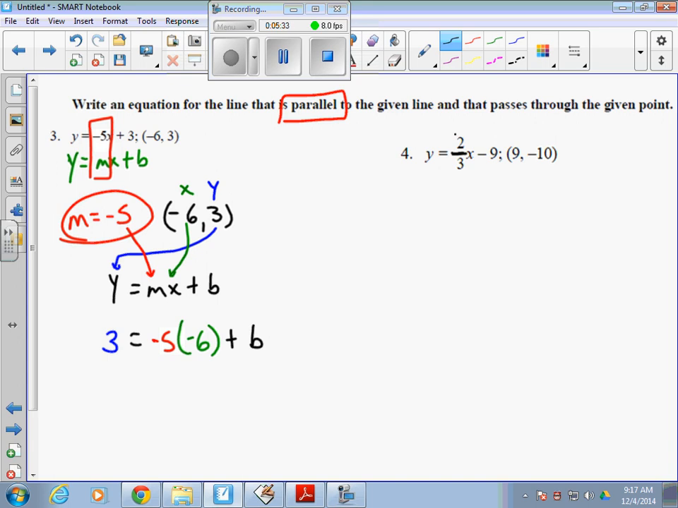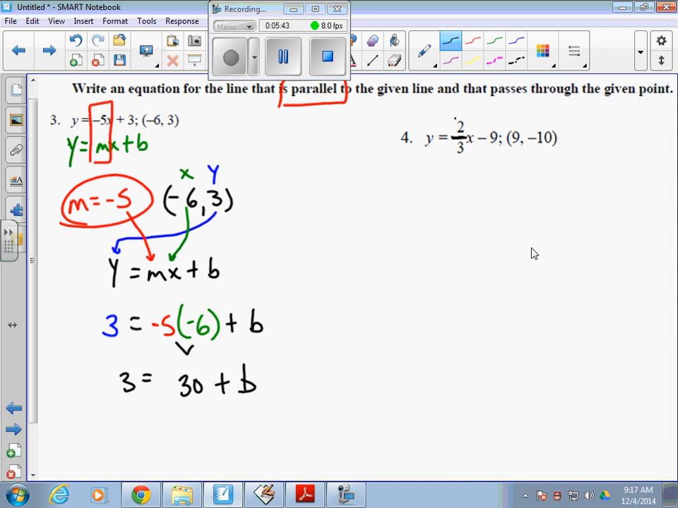When you multiply negative 5 and negative 6, a negative times a negative, you get a positive 30 plus b is equal to 3. And then in order to get b by itself, we're going to cancel out this positive 30 by subtracting it. If you do it to the right, do it to the left. 3 minus 30 is negative 27 is equal to b. There is your b value.